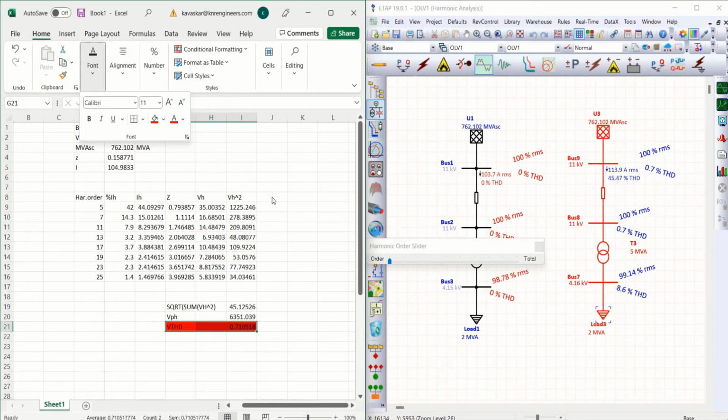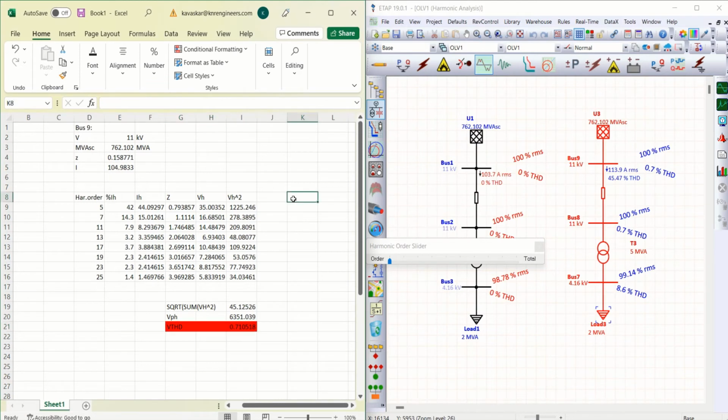Then I want to find out current THD. I'll just do it here. IH square, that you can do. IH is here. Okay, just go ahead. So a similar formula we have to apply. Okay, just copy these things on this side.